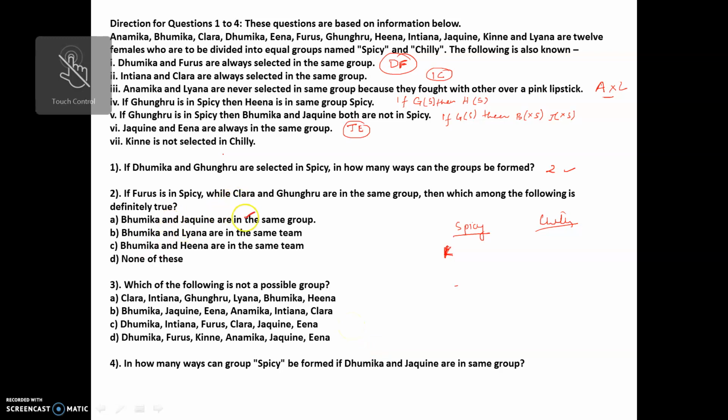So K is obviously in spicy, and we have A, L or LA out here. So if A is in spicy, L is in chili. If L is in chili, L is in spicy, A is in chili. That is something. And obviously K is always out here, right?